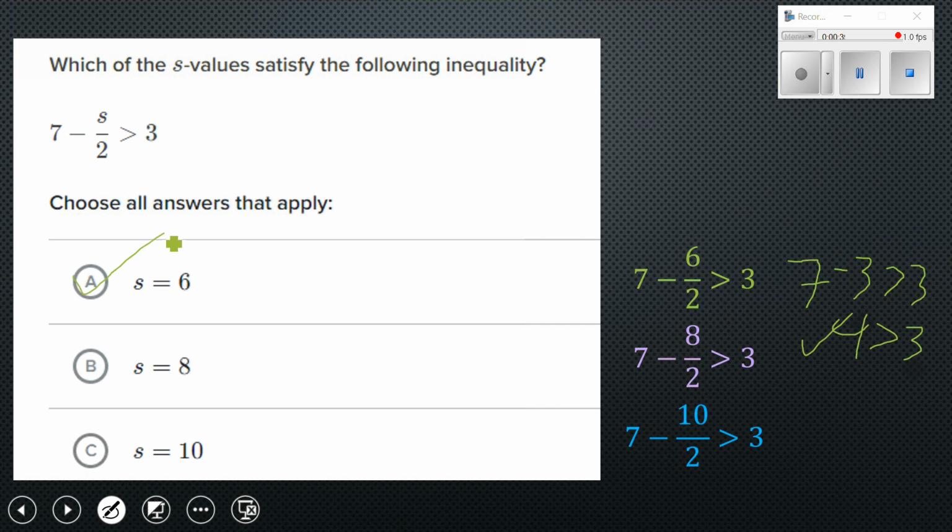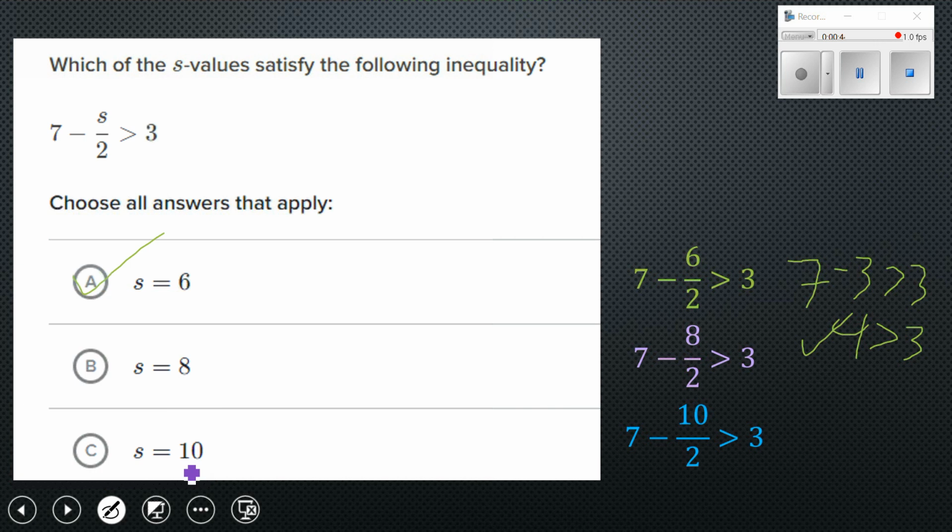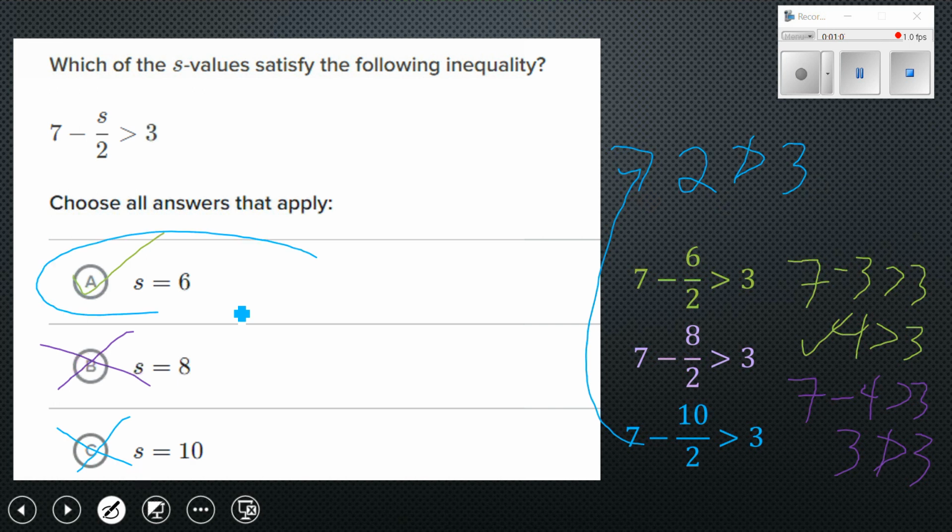Next example we're going to look at is S equals 8. So we have 7 minus 4. Now 7 minus 4 is 3. And 3 is not greater than 3. So that's not an option. And then our third option here is where we plug 10 in. So I'm going to do this work up here. So we have 7 minus 5, and 7 minus 5 is 2, and 2 is not greater than 3. So we're only going to select the first option there, S equals 6.